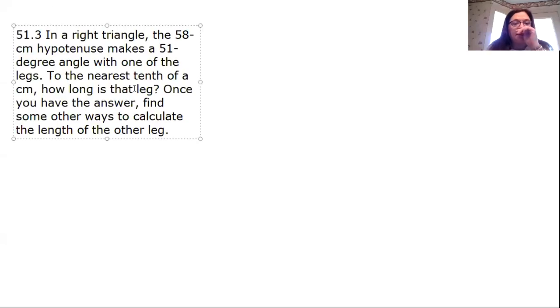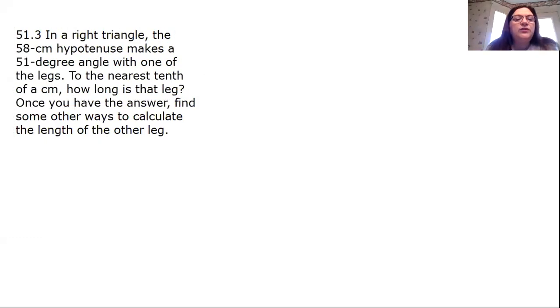Okay, the last one that I want to look at is on page 51, number 3, and I'll paste it over here so you can see it. In a right triangle, the 58 centimeter hypotenuse makes a 51-degree angle with one of the legs. Okay, I smell a picture.